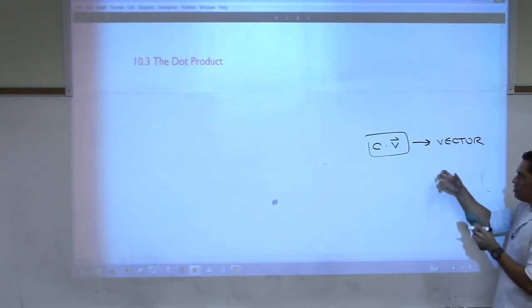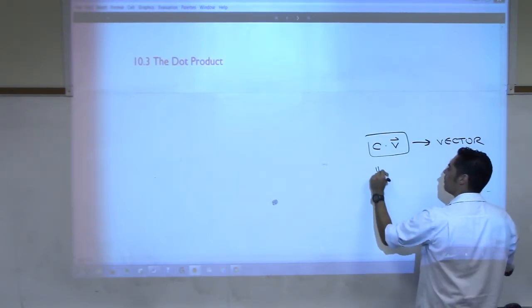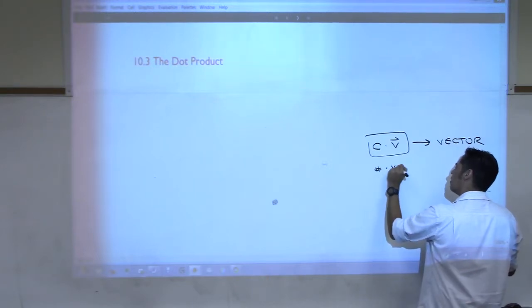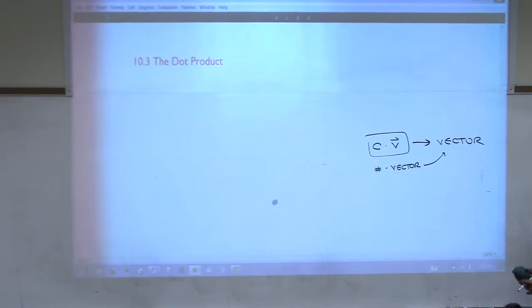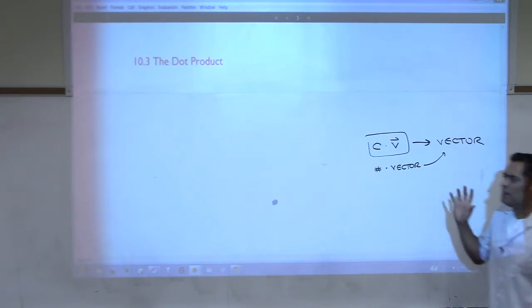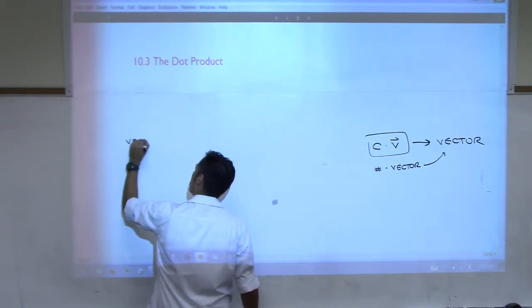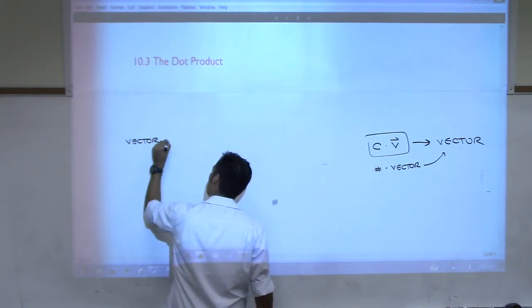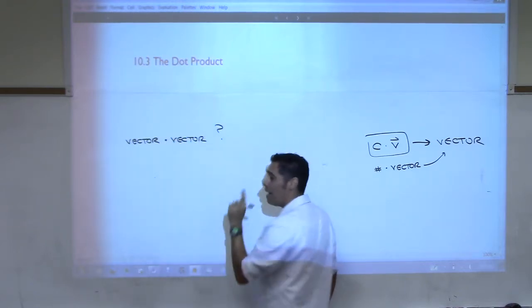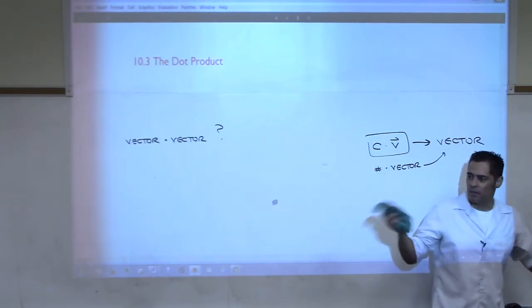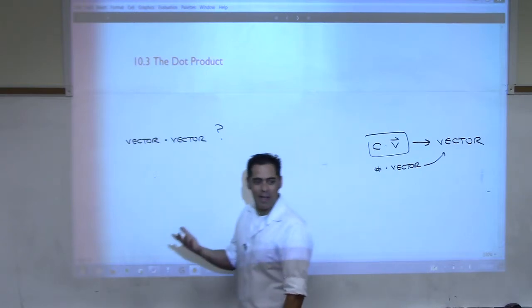It may have stretched it or shrunk it or changed the direction or something like that. But number times vector gave us vector. What we are looking at now is, is there even something out there that allows us to do vector times vector? And the question is, is this even possible? And what does it mean? What do you get out? Do you get another vector, right?